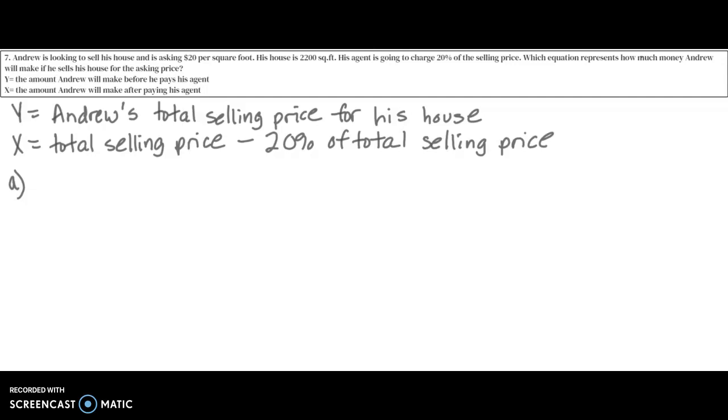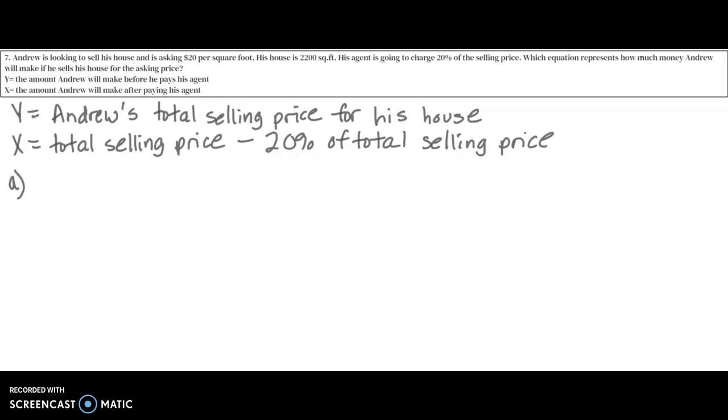So let's proceed to number 7, shall we? Which states, Andrew is looking to sell his house and is asking $20 per square foot. His house is 2,200 square feet. His agent is going to charge 20% of the selling price. Which equation represents how much money Andrew will make if he sells his house for the asking price?